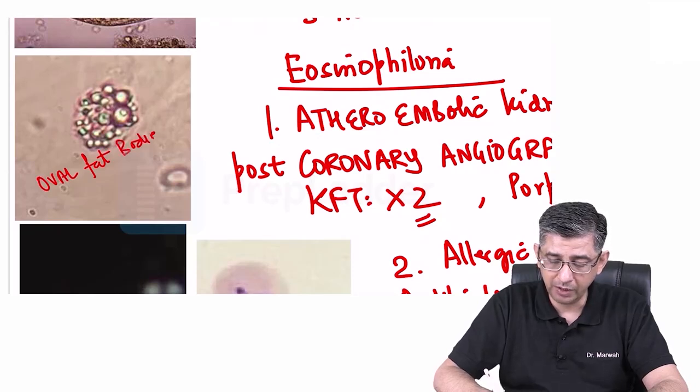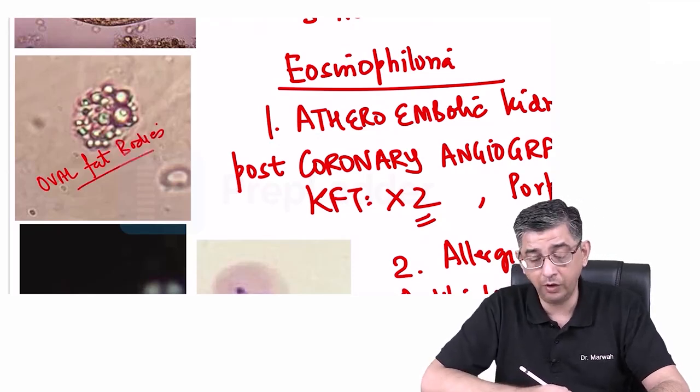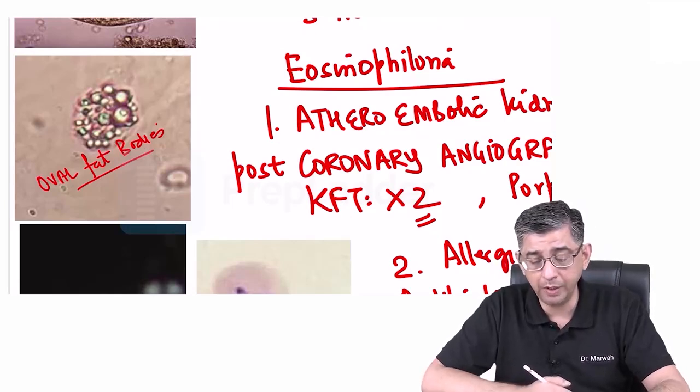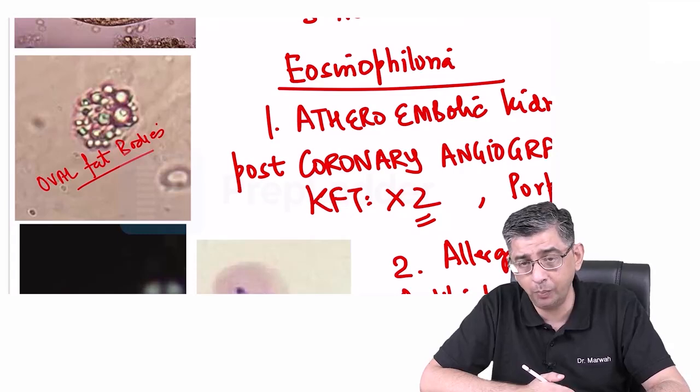These refractile bodies are not red blood cells. This is not an RBC cast. I'll show you an RBC cast image also. These are oval fat bodies, and where do you encounter oval fat bodies? That would be nephrotic syndrome.